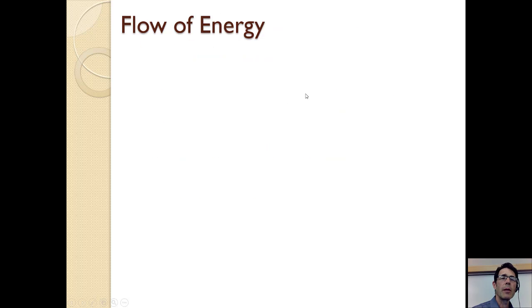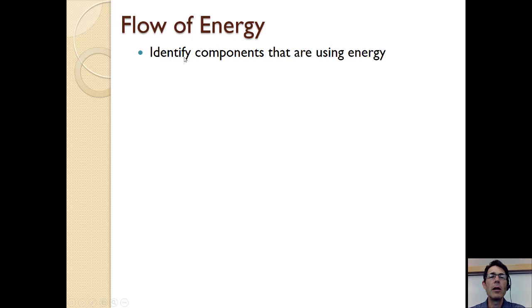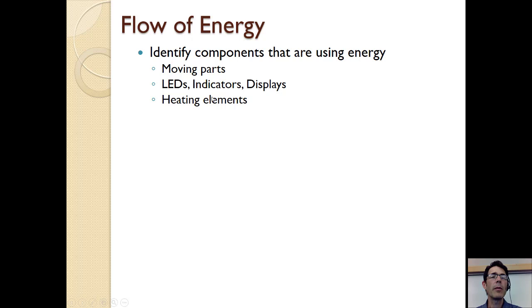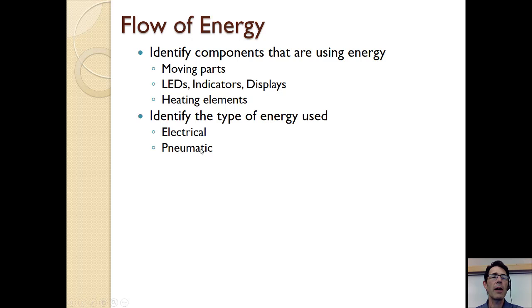So let me give you an overview. When we talk about flow of energy, the first thing is to know which components are using energy, so you're going to look at your moving parts, or anything that produces light or heat: LEDs, indicators, displays producing light, heating elements producing heat. And then the next thing is, what type of energy are these things using? Is it electrical energy? Is it pneumatic energy, that's compressed air? Hydraulic, compressed fluid.